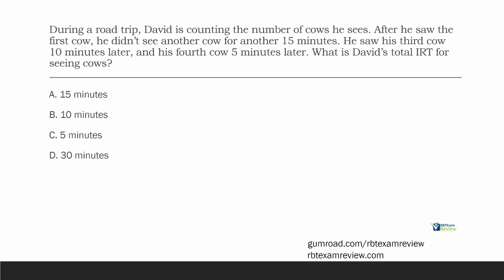David's total IRT for seeing cows is what? 30 minutes. Okay. So on the test, they might ask you to do some simple calculations like this. They might ask for percentages or averages, right? As long as you understand the measurement they're asking for, it's as simple as that, right? Figure out the IRT, write it down if you have to. You get pencil and paper, write it down if you have to, and just add it up. So again, between the first and second cow, 15 minutes, second and third, 10 minutes, which is 25, third and fourth, 5 minutes, 30. David's total IRT for seeing cows is 30 minutes.